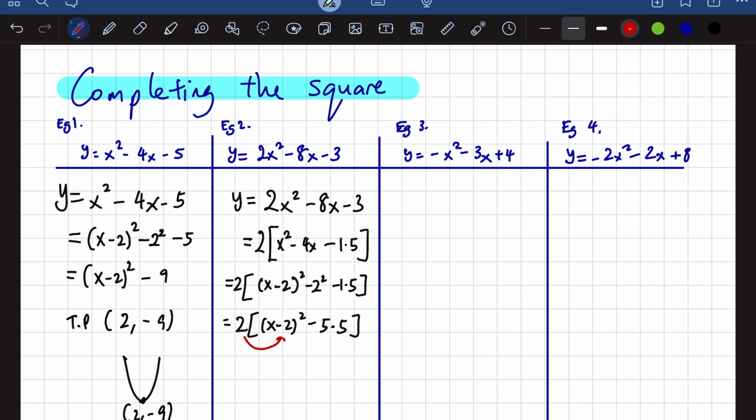And now this is a very important step. We need to multiply the 2 that we factored out earlier back inside the equation. So what we end up having is 2 bracket x minus 2 squared minus 11. So similar to the previous example, this is a U-shaped parabola because the coefficient of x squared is 2, and that's positive. So we do expect our turning point to be 2, minus 11. Again, why is it 2? It's because whatever makes this bracket 0 will be the x coordinate of the vertex, and the y coordinate will be whatever's at the back. In this case, it's negative 11.